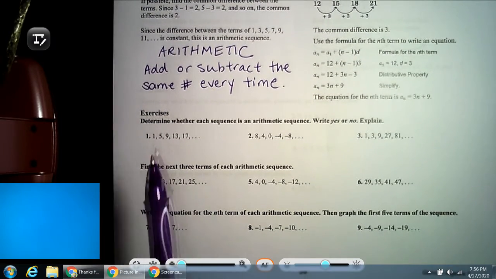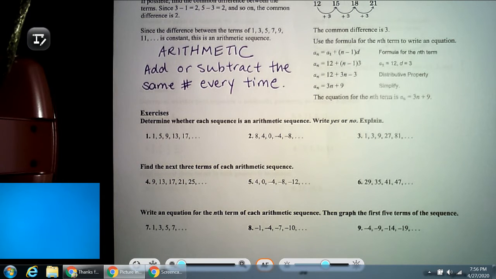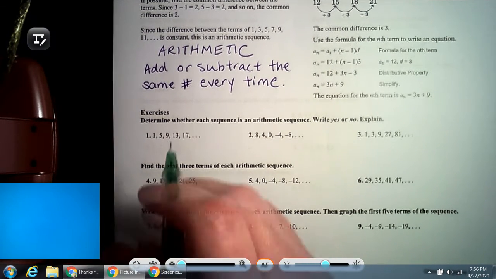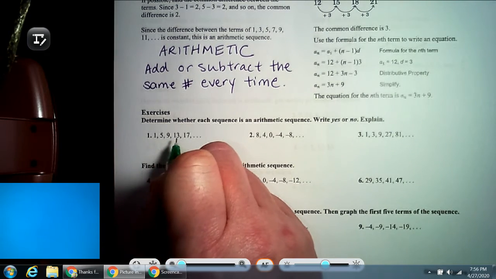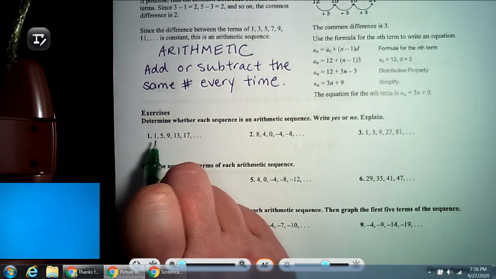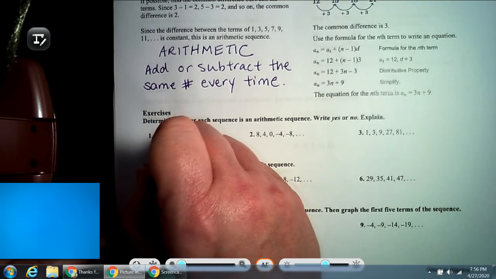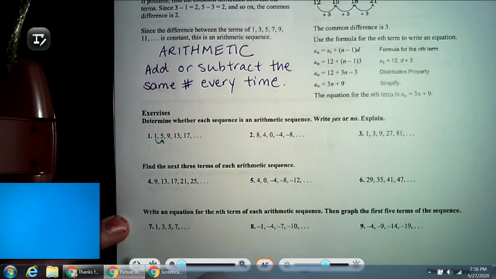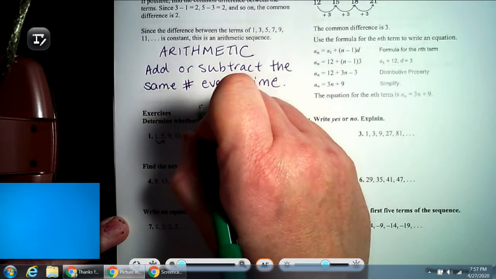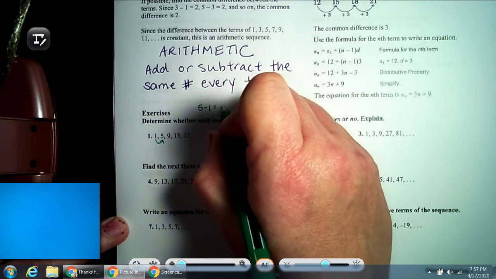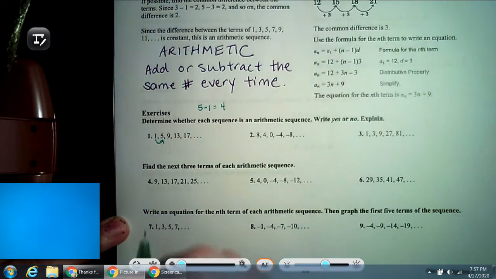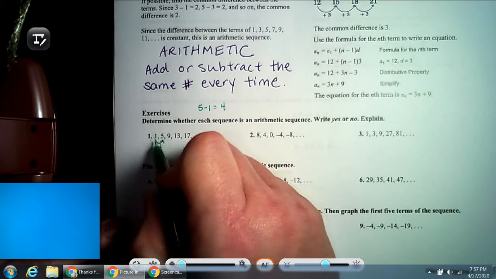Directions for 1 through 3 say, determine whether each sequence is an arithmetic sequence. Write yes or no, and then explain. The way we're going to figure out if these are arithmetic is we're going to look at whether or not we can get from one number to the next by adding the same number every time. Here's what I mean by that. I want to go from 1 to 5. I want to know what's the difference there. How much did I have to add to get from 1 to 5? If I just do 5 minus 1, that gives me 4. So I know this was a plus 4. 1 plus 4 is 5.